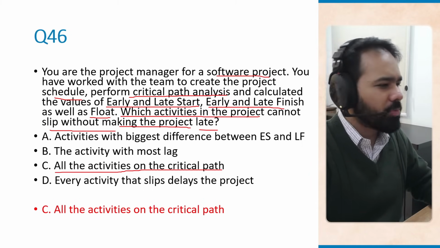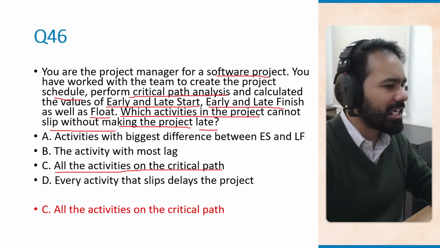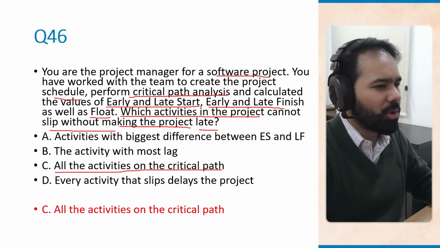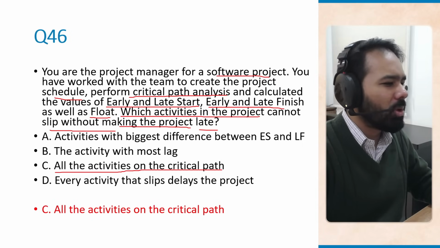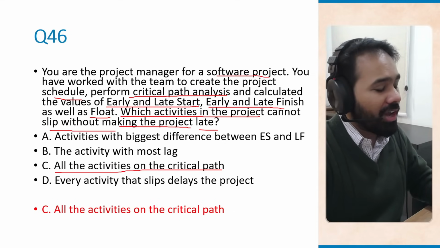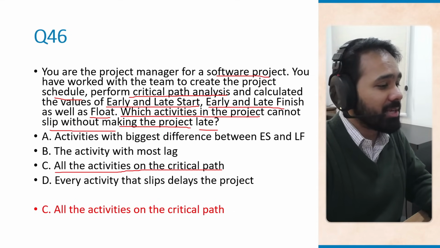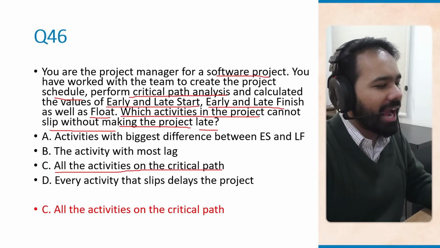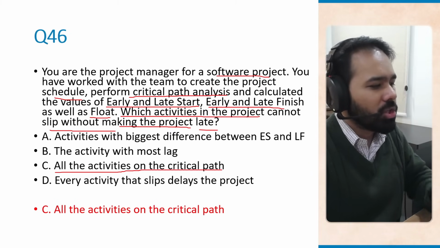Now you have option A, biggest difference between ES and LF. This is incorrect because float exists here. Then you have option B, which is talking about most lag. This is about dependency delay. It is not necessarily a project delay. Then you have option D, every activity that slips delays project. This is incorrect because only critical path activities with zero slack do so.